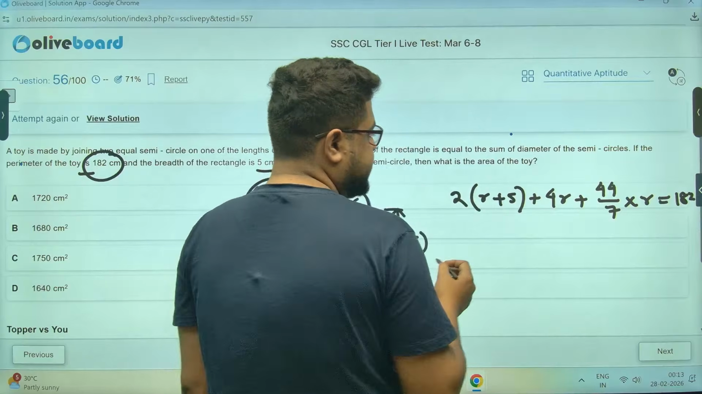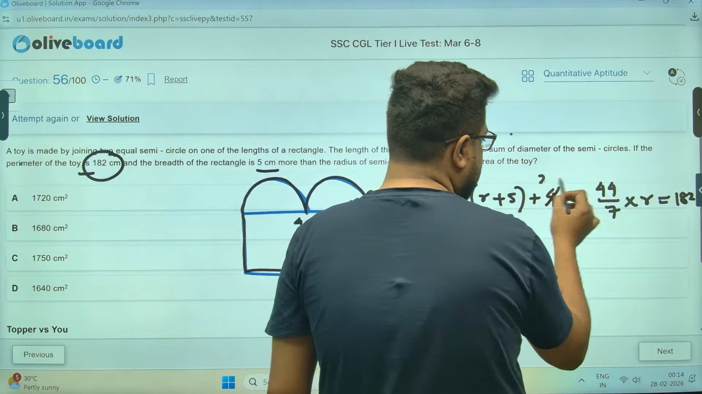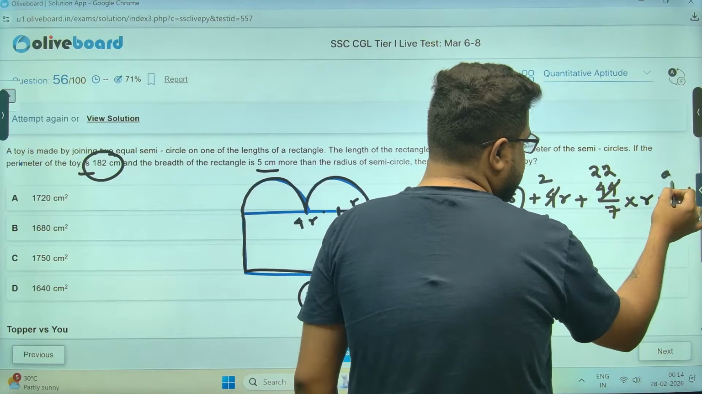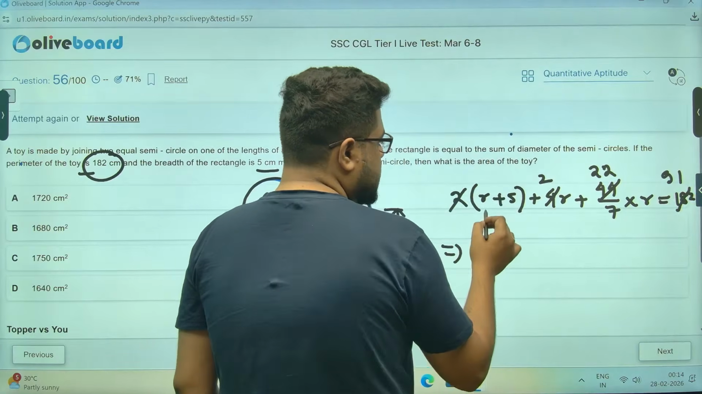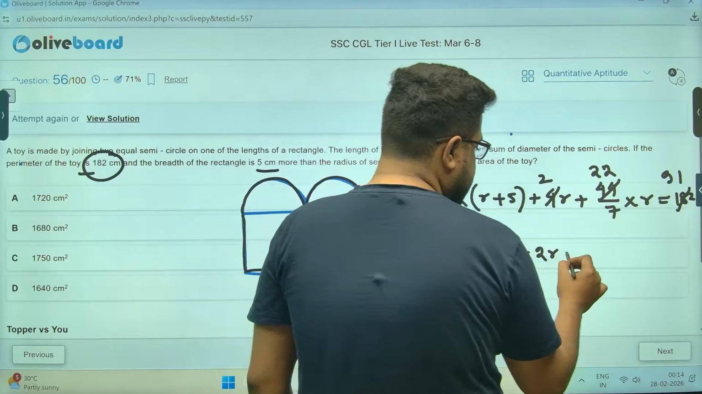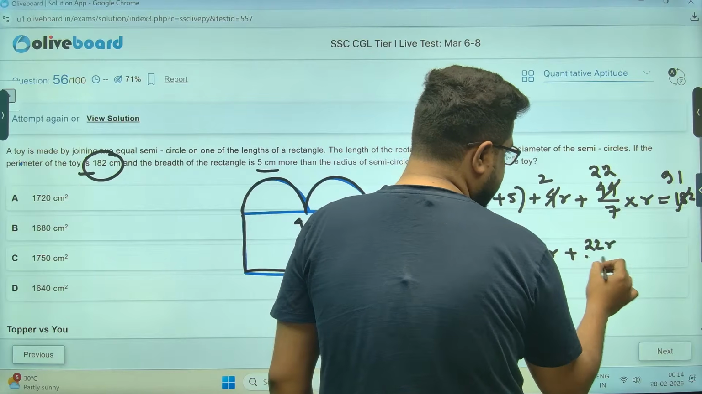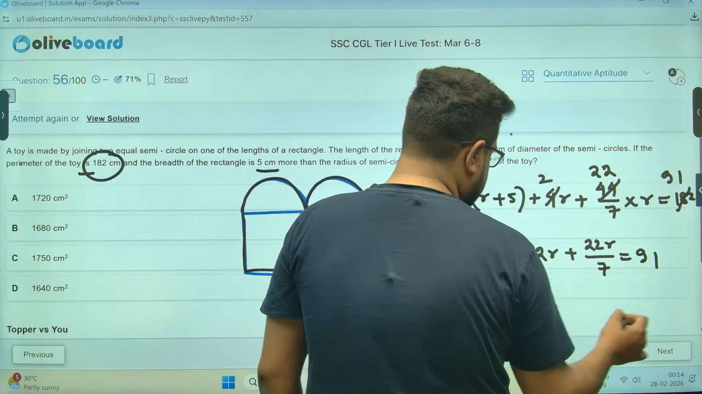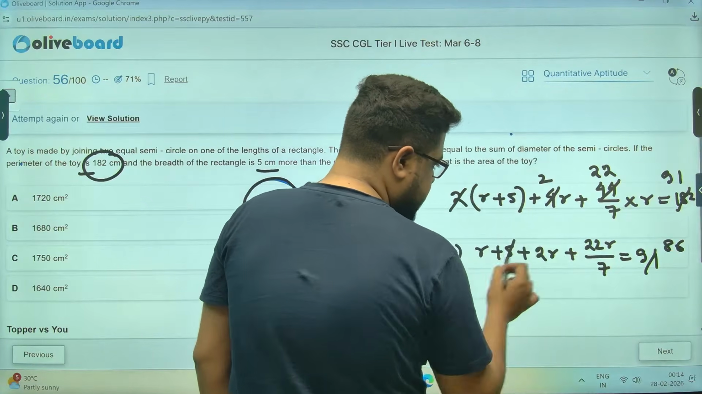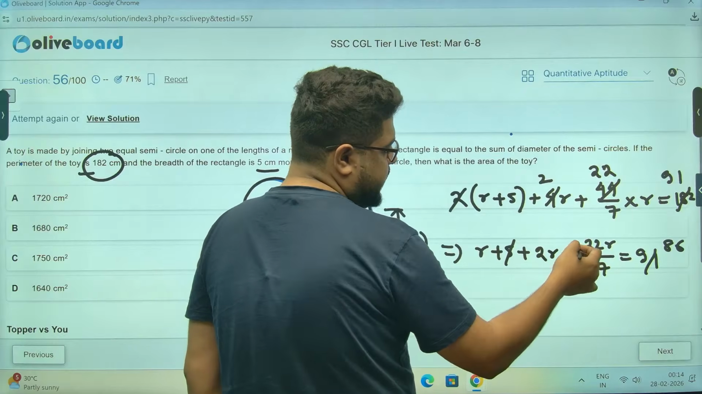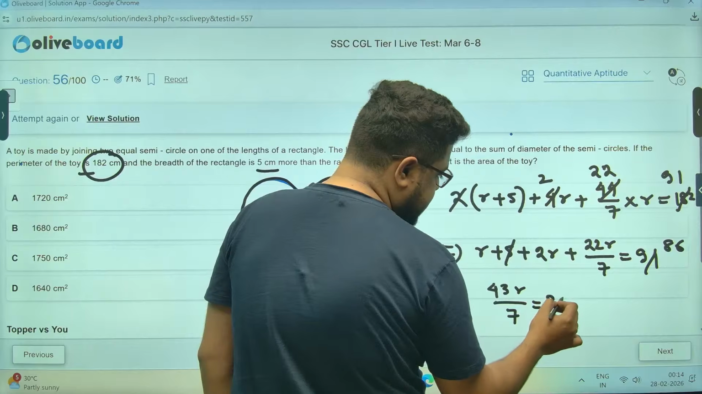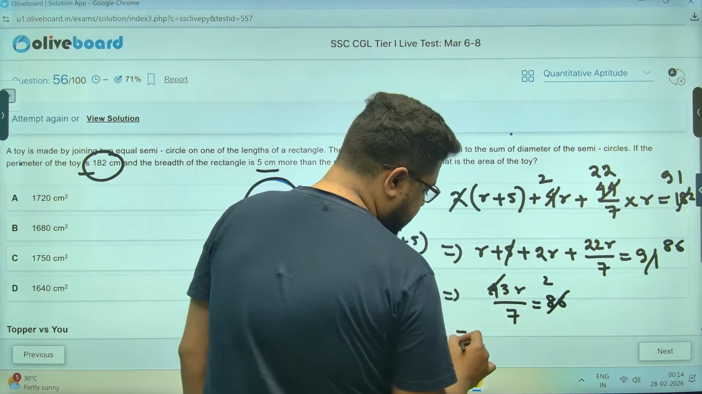Make the equation. 2 I can take common and cancel, so r plus 5 plus 2r plus 22r by 7 is equal to 91. 91 minus 5 is 86. 3r is 21r by 7, so 21 and 22, 43r by 7 is 86. So r is 14.